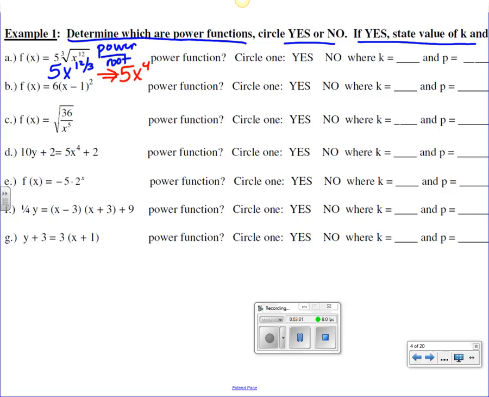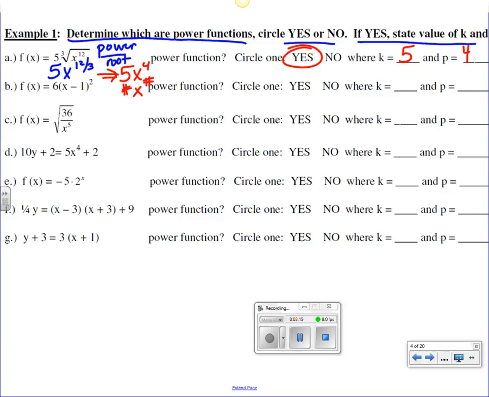All right, if you have a number and then an x and then an exponent, that makes it a power function. So this one is a yes. K is the number in front. It's your coefficient, so that's 5. And p is your power, which is 4 in this case.